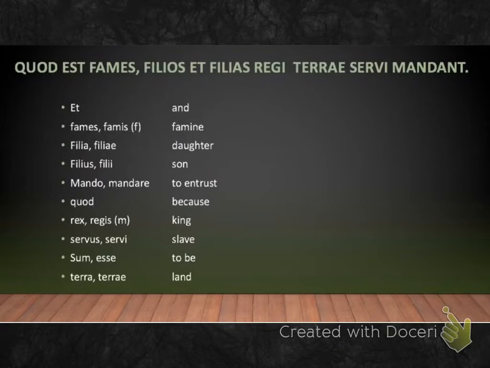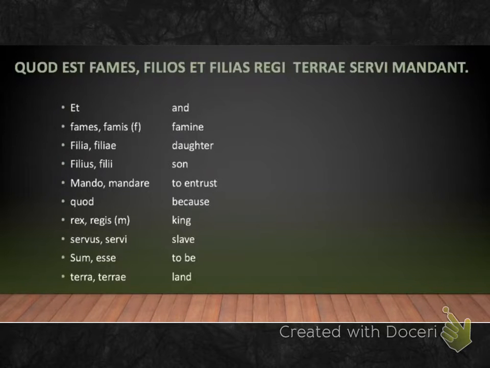This is sentence number 1 on the handout. Thinking like a Roman, we're going to read the entire sentence. Quod est fames, filios et filias regi, terrae servi mandant.